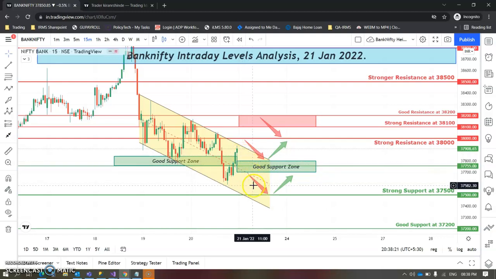So this is regarding how to take the trade based on market openings and the levels.